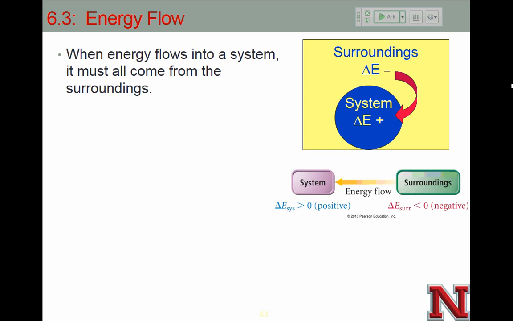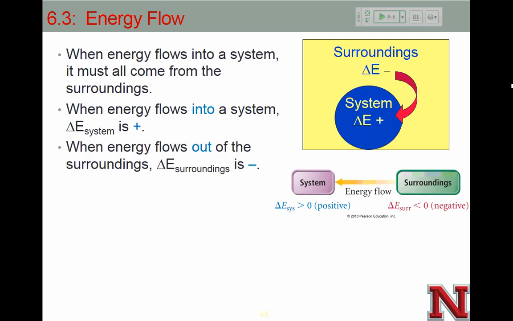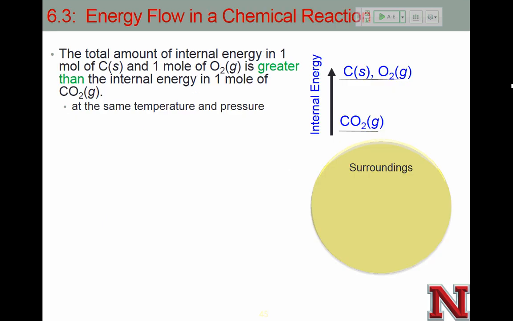In the opposite situation, where our surroundings is giving energy into our system, our surroundings is negative and our change in energy of our system is positive. Energy is flowing into the system and our system is overall positive. Therefore, our delta E system is equal to negative delta E surroundings, and again, that magnitude is going to be the same.